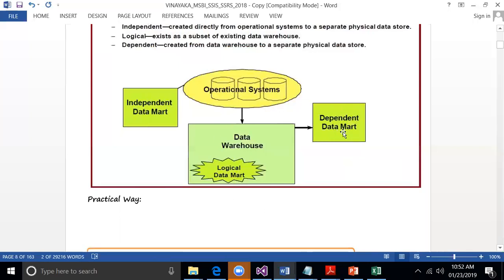Sir, from the warehouse, a view creation makes sense. But what about here, from operating systems, how do we create? Here, we create a data mart through a separate physical database and physical instance, because you are getting data from different databases. On different databases, you cannot create a view.